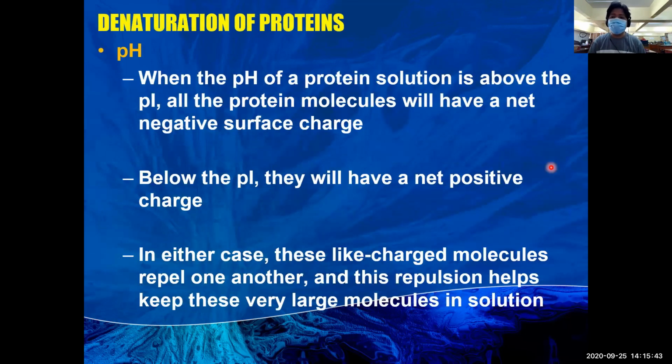pH is another denaturing factor. When the pH of a protein solution is above the Pi, all the protein molecules will have a net negative surface charge. Below the Pi, they will have a net positive charge. So in either case, these like-charged molecules repel one another, and this repulsion helps keep these very large molecules in solution.